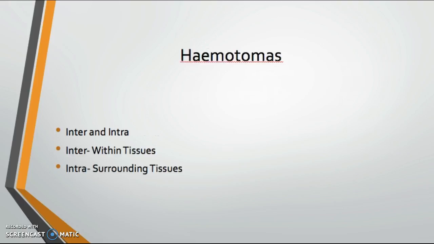Hematomas, there are 2 different types: inter and intramuscular. Intermuscular is within the compartment of the muscle, so it doesn't seep out into surrounding tissues. But intra goes into the surrounding tissues, so it seeps into other muscles. If you were to have an intramuscular hematoma in, say, your thigh and maybe your hamstring, the blood that seeps would go into your calf and maybe up into your gluteals.